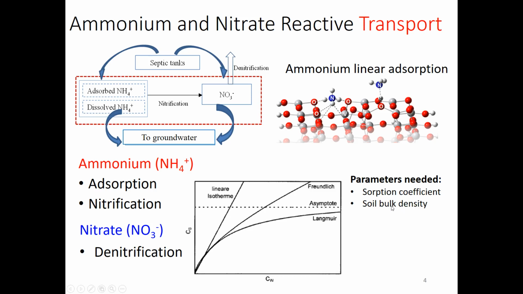Soil bulk density is used to calculate how much absorption there is. You have the concentration, and you multiply it by the mass of soil in order to get the mass of absorption, the mass of ammonium.